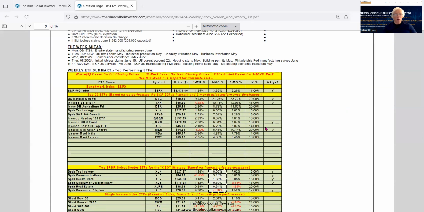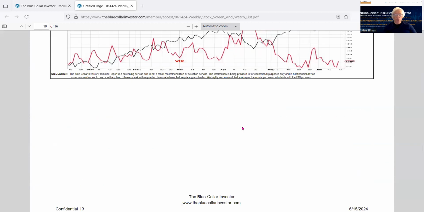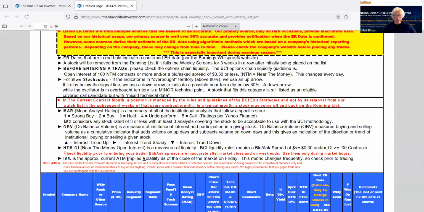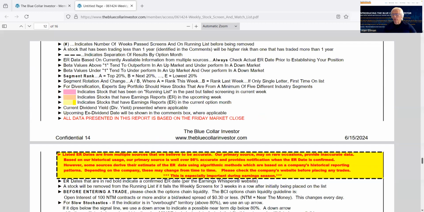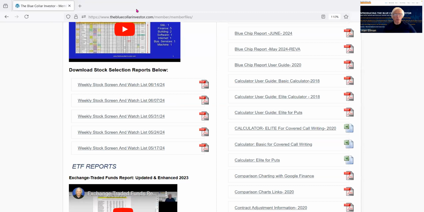Then lo and behold, it looks like, wait a minute, they've duplicated the same information. Well, we have, but for a reason. The second part of the report is the same information, but in a larger font. So for those who are visually challenged, you would probably just go right to the second part of the report. And that takes care of a brief overview of the premium members stock report.